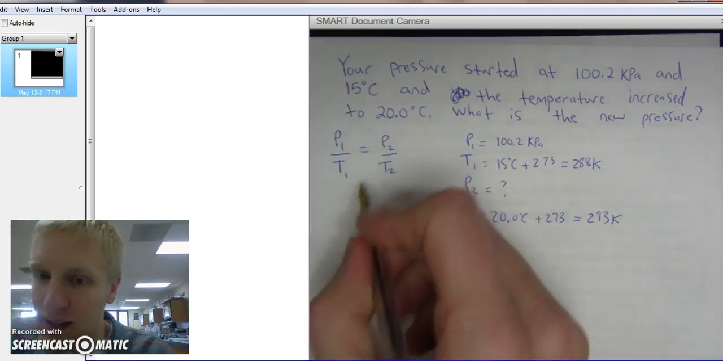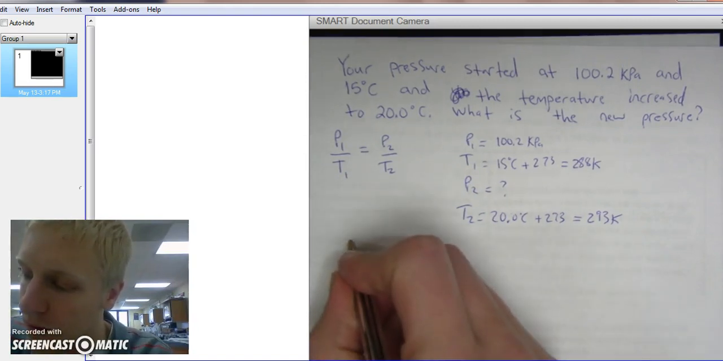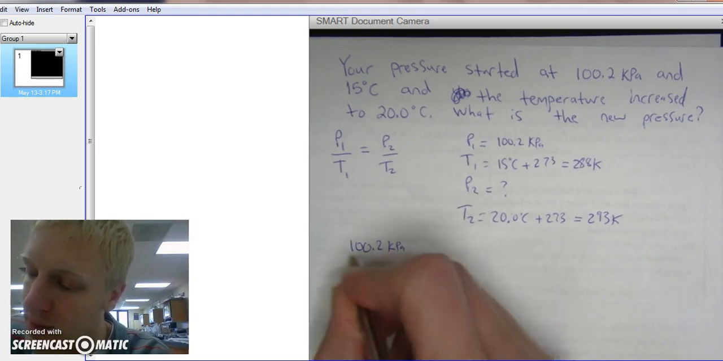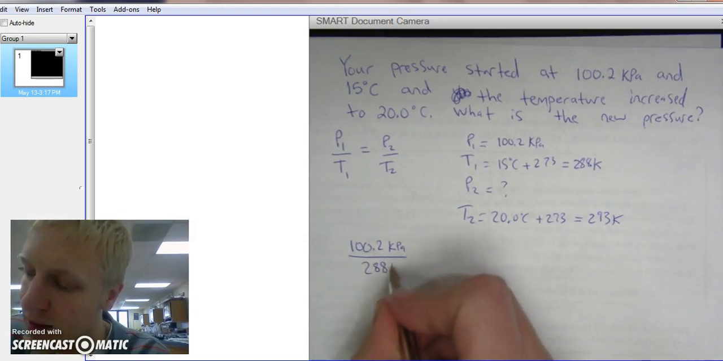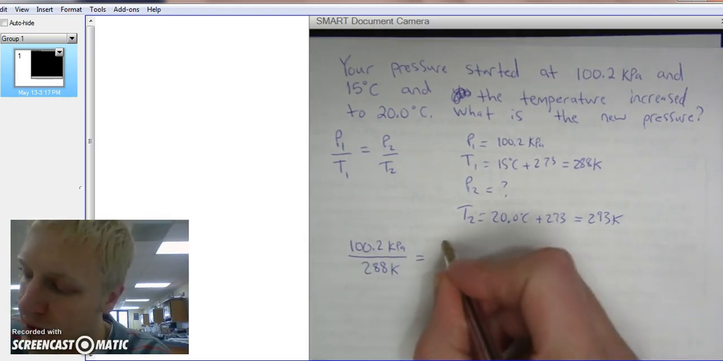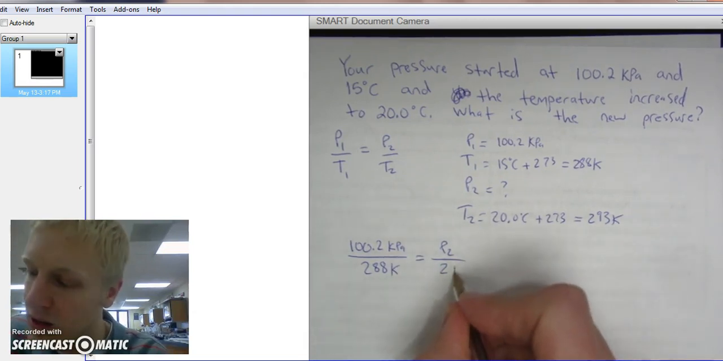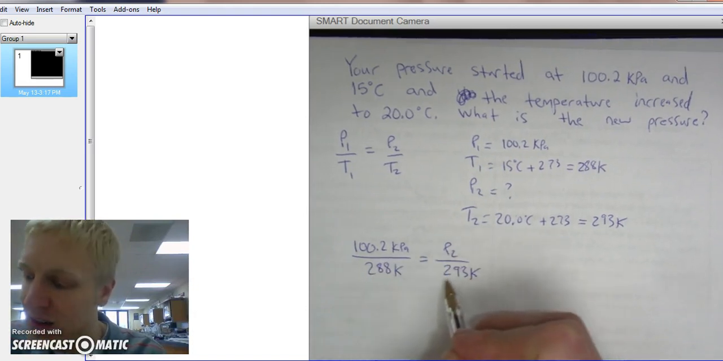Alright, now I can plug it into Gay-Lussac's law. 100.2 kPa is my pressure 1. My temperature 1 we said was 288 Kelvin. And that equals my pressure 2, which is my X that I'm looking for, and my temperature 2 is 293 Kelvin.